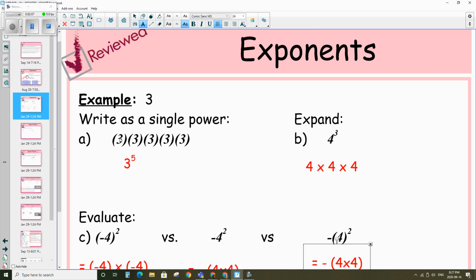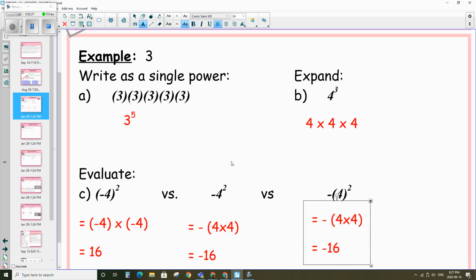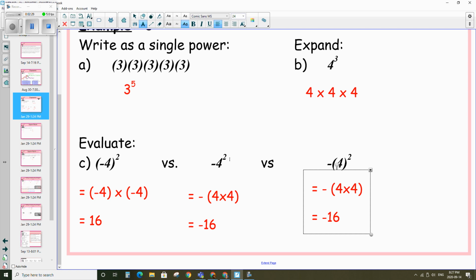All right, so some examples. Write as a single power. Here you're going to count the number of 3s. There's just 5 of them, so you're going to write it as 3 to the exponent of 5. Second example, how do you expand? There are 3 4s, so you write this as 4 times 4 times 4. And if I'm going too fast, you can stop the video anytime and get caught up on your writing.